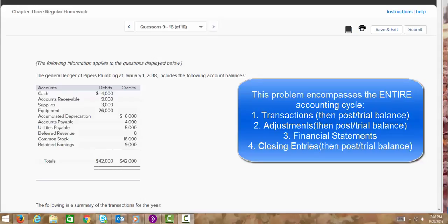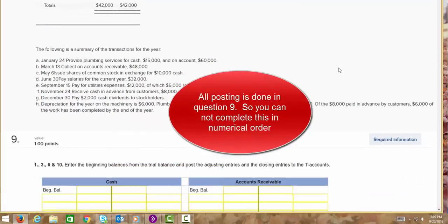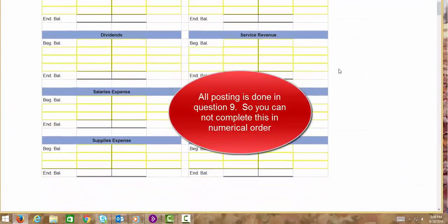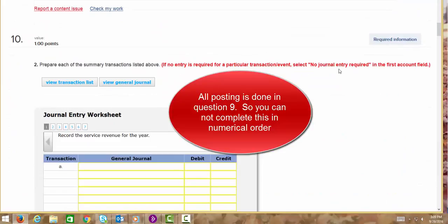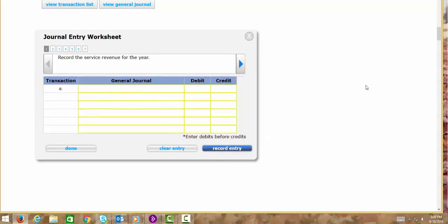But I think what is the confusing part is maybe how you need to post each of those steps into the T accounts. So I would strongly suggest that you start by skipping down to part 10, where you record your transactions. Record the service revenue for the year. And the service revenue is listed up in the top. And this is also a difficult entry for some of you because it has 3 parts to it. It's not just one debit and one credit. We have 2 debits and 1 credit.